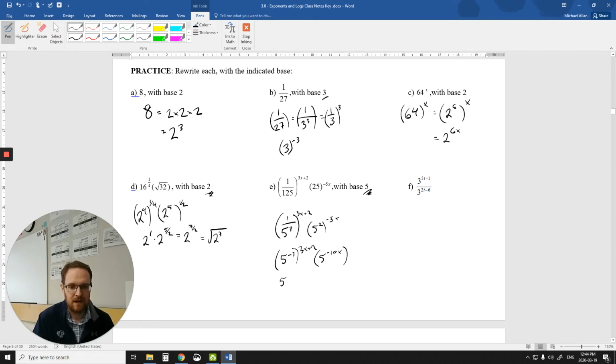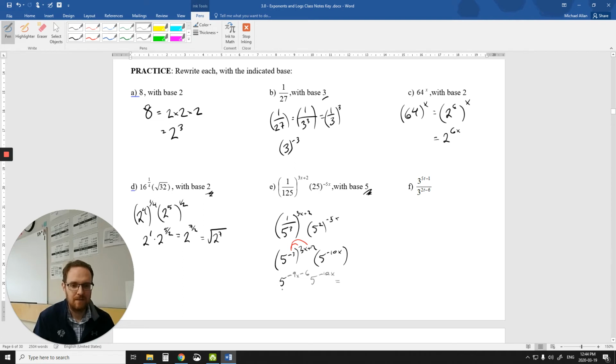When you do power to the power, you're going to multiply these, and this is technically a binomial. So you're going to do the whole distributive property here. And we're going to get 5 to the power of negative 9x minus 6. And then this is 5 to the power of negative 10x.